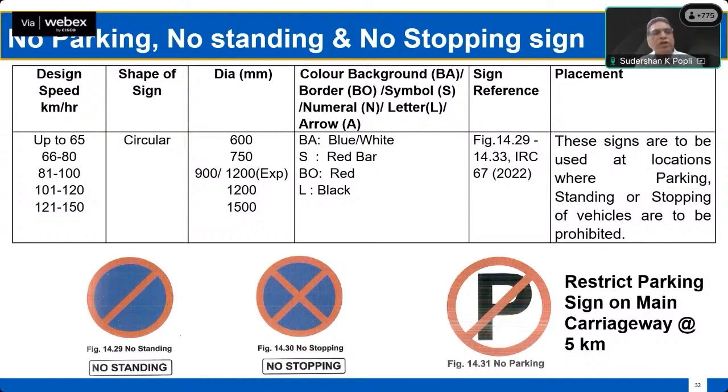No parking, no standing, and no stopping signs are with a blue background. Wherever required, these kinds of signs are placed. Generally, these are placed in urban areas. And wherever required in the case of an expressway, these signs are to be placed every 5 kilometers, because they are repeater signs, so we have to place them every 5 kilometers. This is the new aspect which has come in IRC 67 2022.